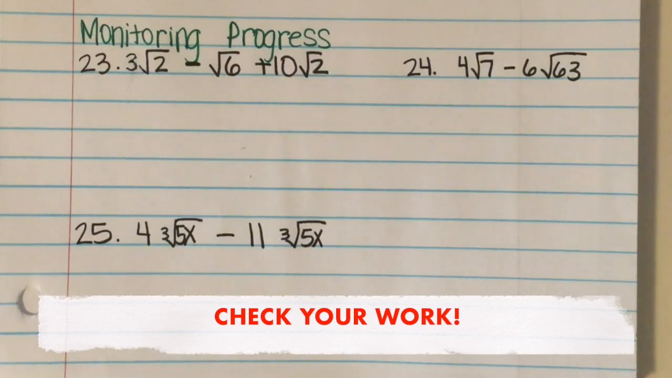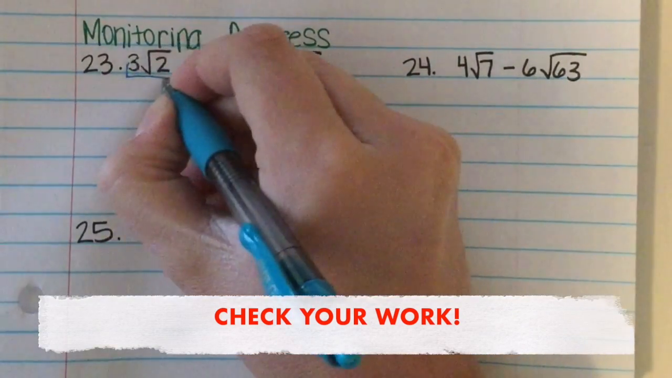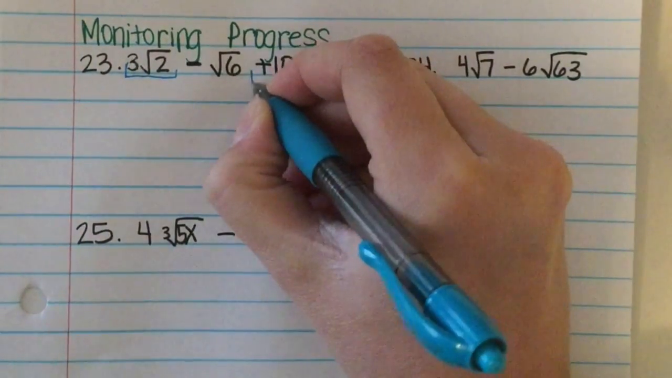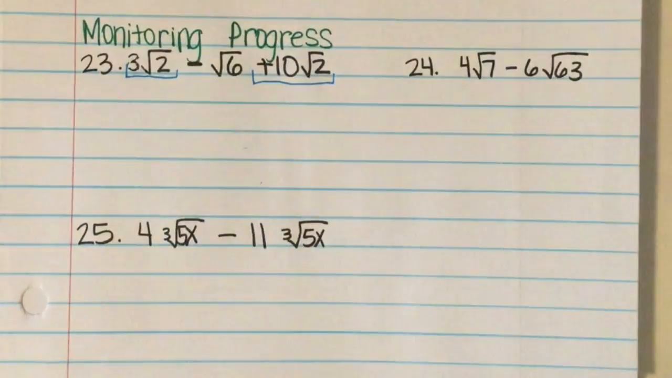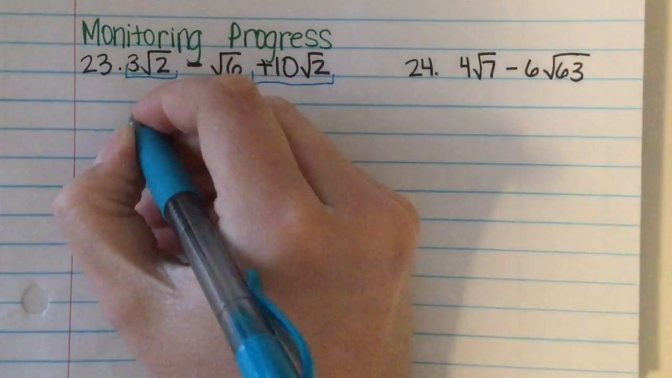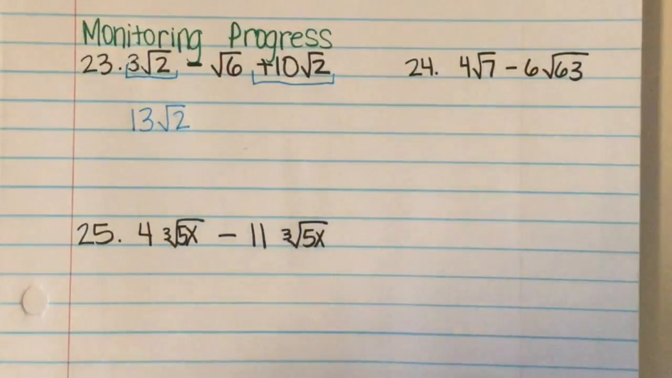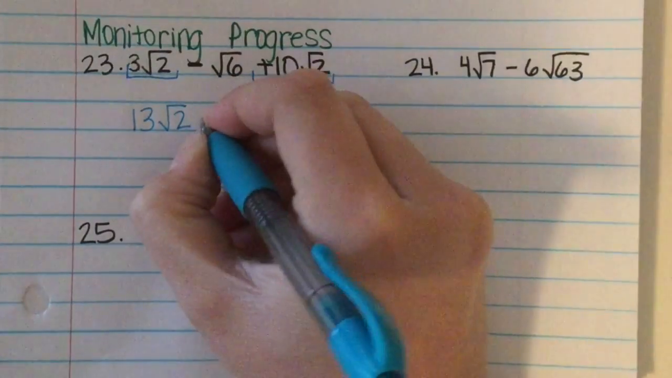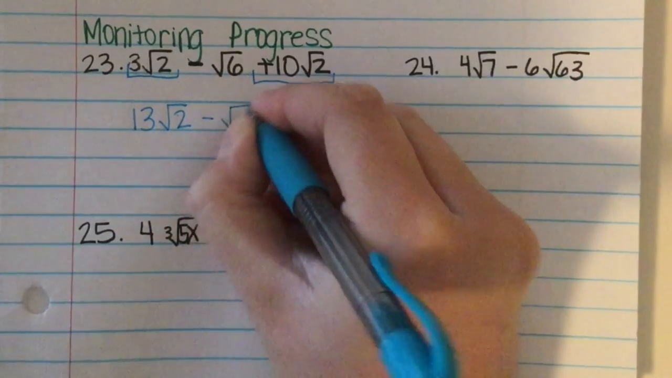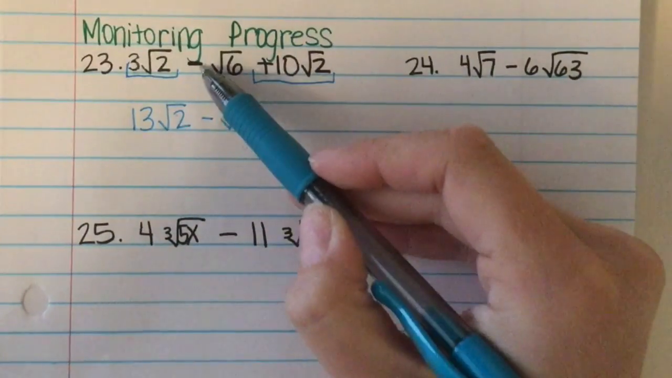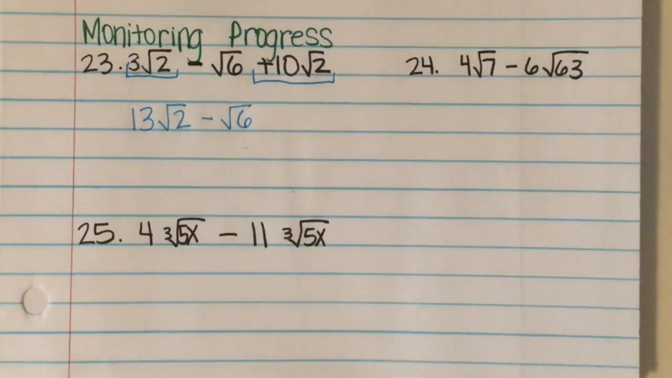So in number 23, I see that I have 2 like radicals here, which is 3 square root 2 plus 10 square root 2. So I'm going to go ahead and combine those, and I get 13 multiplied by the square root of 2. Square root of 6 has nothing that I can combine it with, so I just leave it off to the side. Notice that I've kept the sign the same. You don't want to change that. And that would be my final answer.